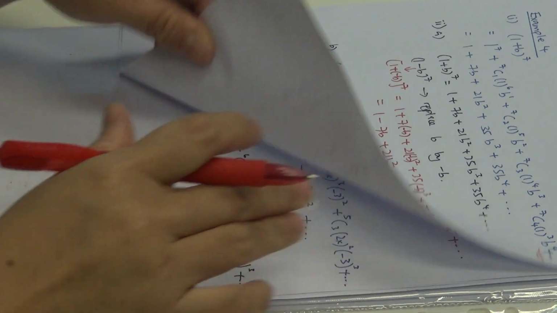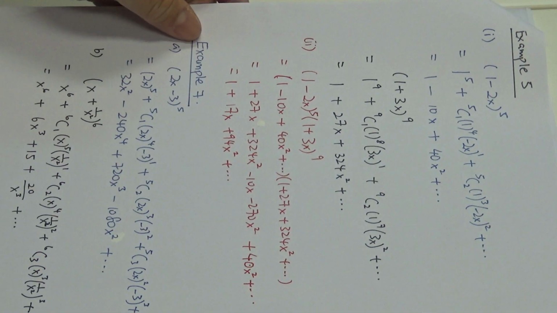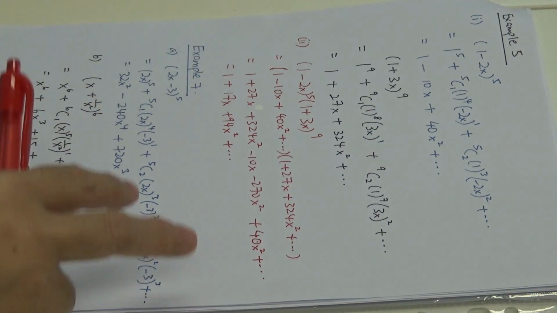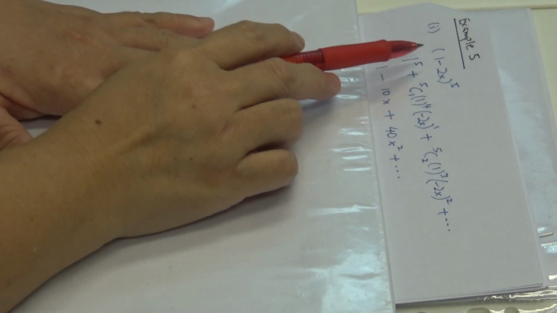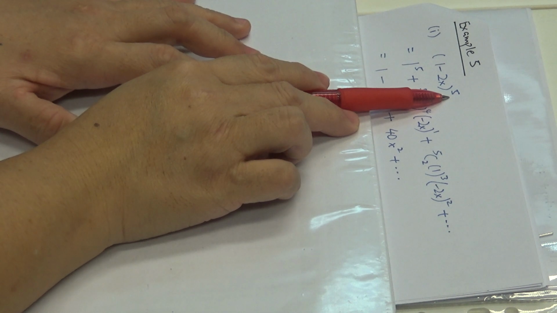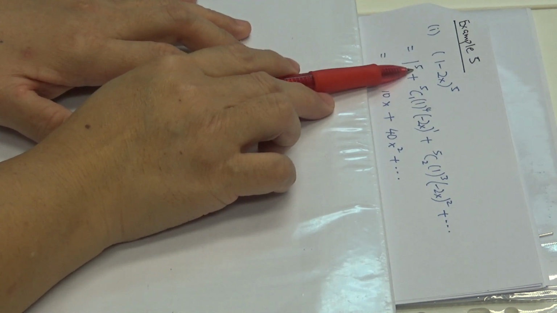Okay, alright, next I'm going on to example 5. Okay, let's take a look at example 5. What is it talking about? Okay, this is found on page 142. 1 minus 2x to the power of 5. I'm going to apply the binomial theorem again. 1 to the power of 5.